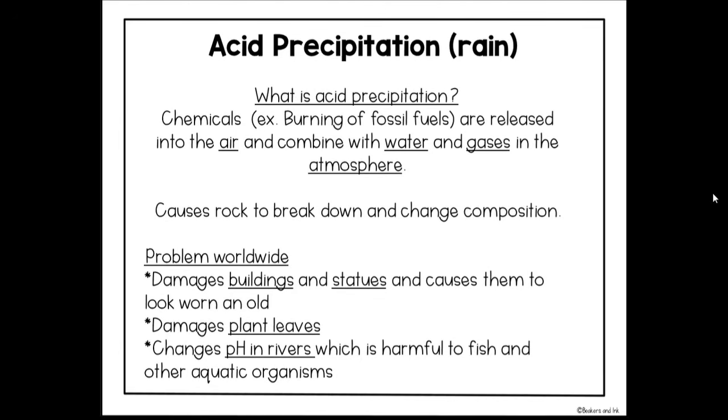Acid rain is a problem worldwide. It damages buildings and statues and causes them to look old and worn. So, for example, we live close to DC. If you go into DC and you notice the monuments, like the Washington Monument, it is not nice and smooth. It's kind of pitted, and this can be from acid rain. Acid rain can also damage plant leaves. It can change the pH in rivers, and that's harmful to fish and other aquatic organisms.